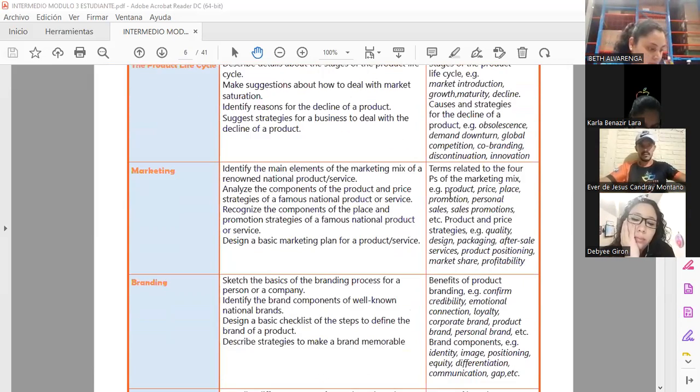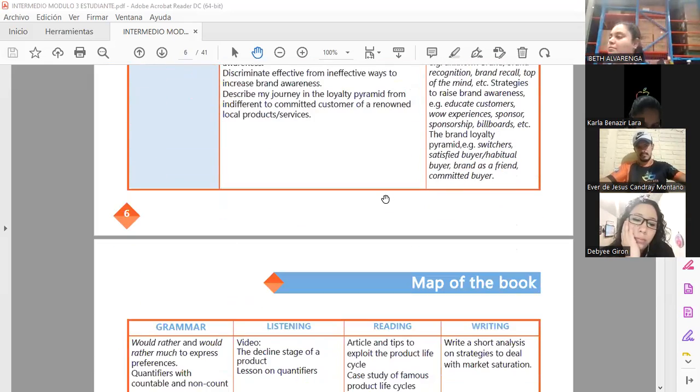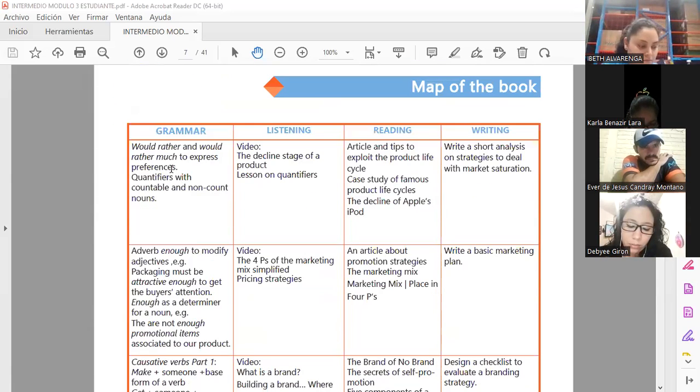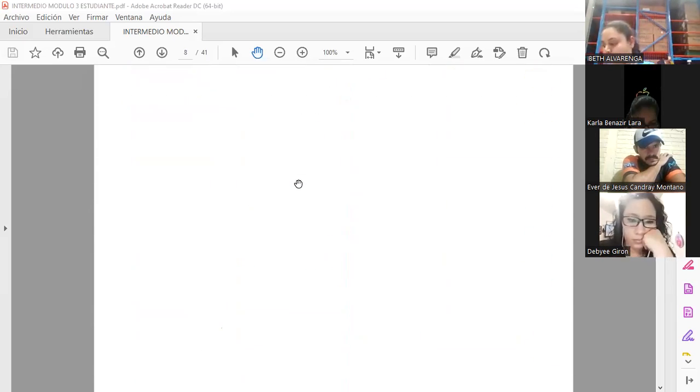This is in your manual too. You can print the manual if you want, or you can download it. I repeat, at the end of the class, I will send the manual in PDF to the WhatsApp group, okay? And also I will send the PowerPoint presentation for tonight, after the class finishes. Good. And this is the grammar. We're going to learn about would rather. We're going to see some videos, etc.